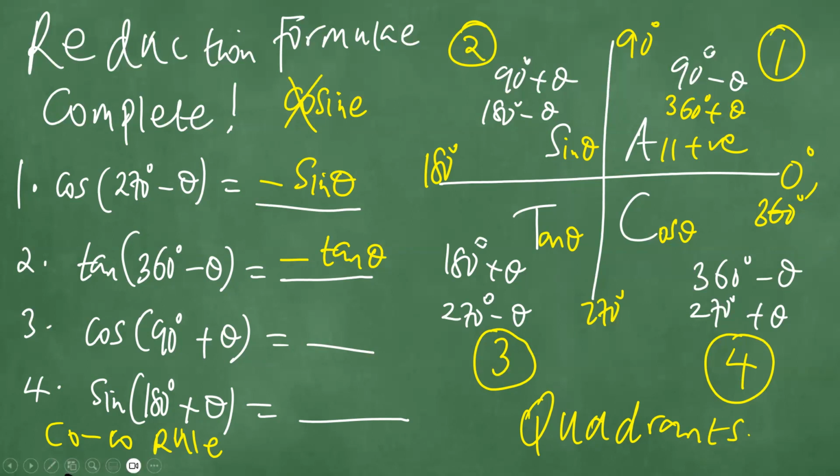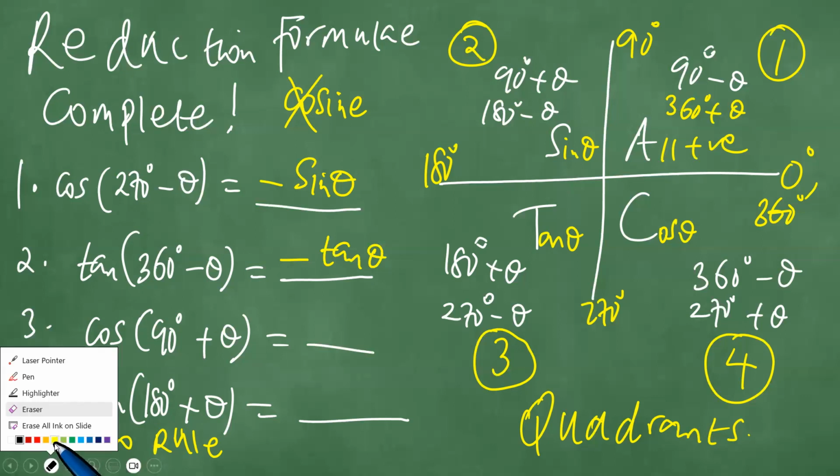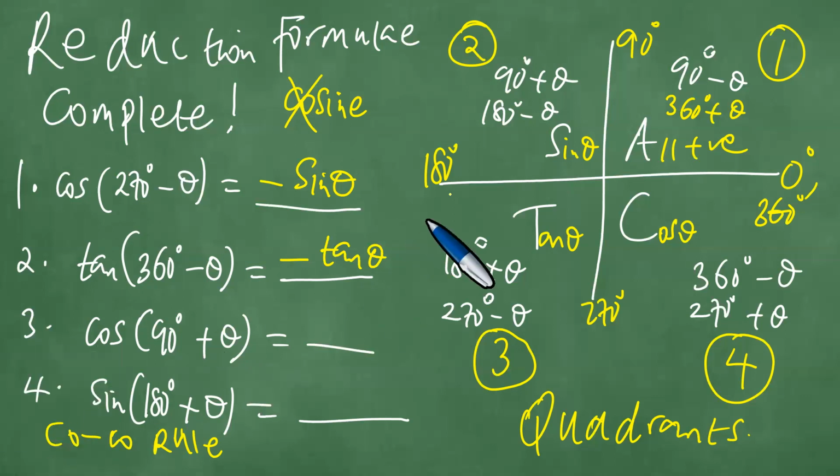We're dealing with 90 degrees plus theta. In which quadrant is it? 90 degrees plus theta is in the second quadrant. In quadrant 2, only sine is positive, and therefore cosine is going to be negative. But we need to remember that at 90 degrees, the function must change to the corresponding co-function. You have cosine, and you must remove the co, be left with sine, so that's going to be negative sine theta.